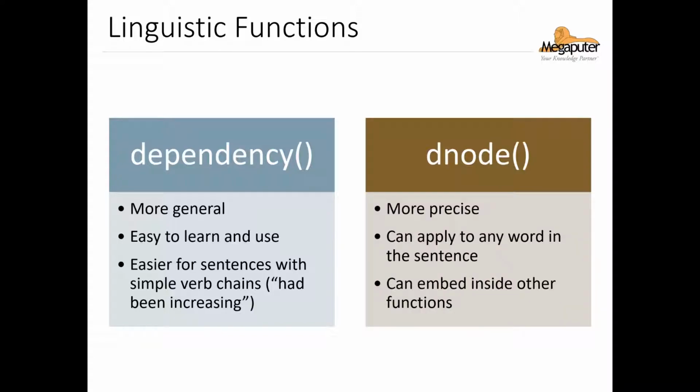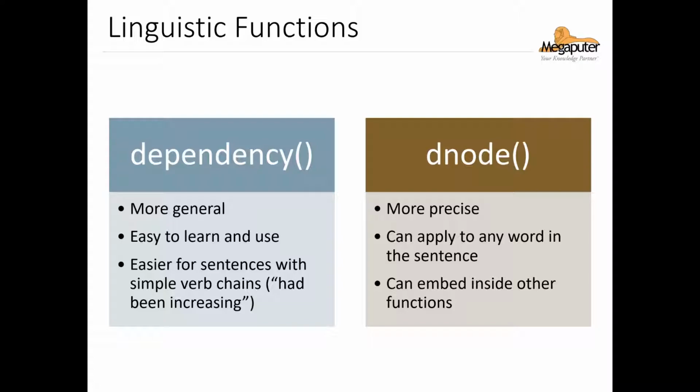dnode, on the other hand, is going to be a lot more precise in what it's looking for. And it can be more precise because it's using the full dependency tree. It's looking at the most detailed parsing of our sentence. Now, dnode is like a scalpel. It can be very precise, but sometimes it can be too precise for what we're looking for.